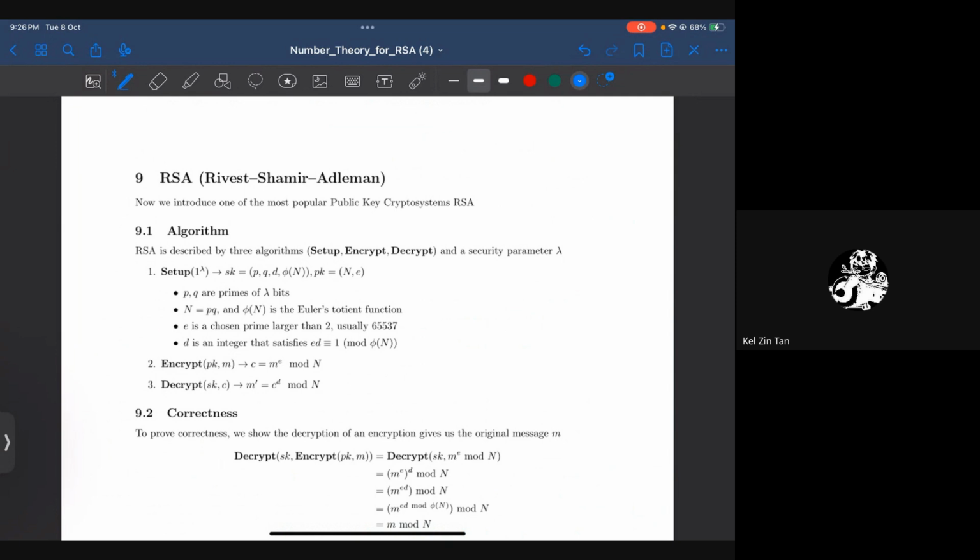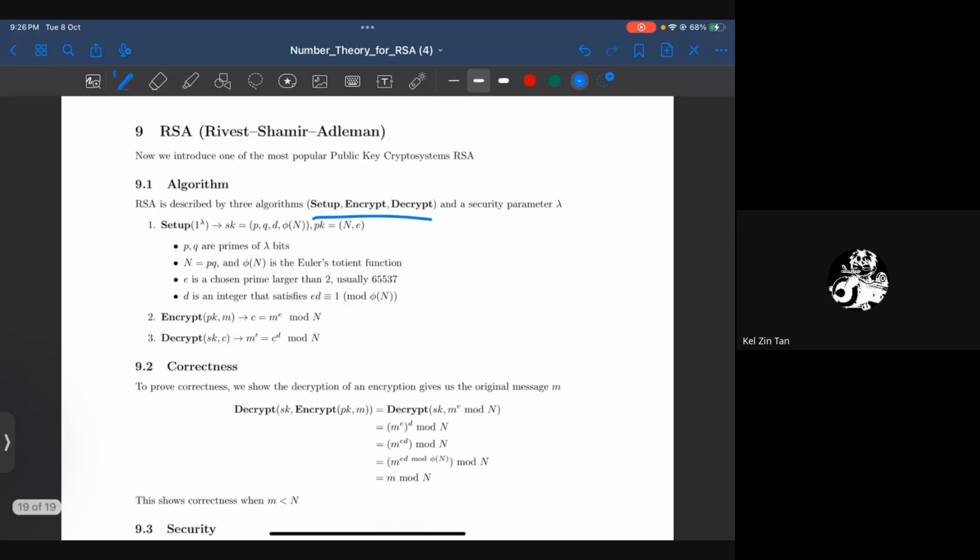So RSA is a public key crypto system. It is introduced by Rivest, Shamir, and Adleman. So it is basically described by three algorithms: setup, encrypt, and decrypt, and a security parameter lambda. So this security parameter is like, if you want to say, 512 bits, or like 256 bits. It is related to that.